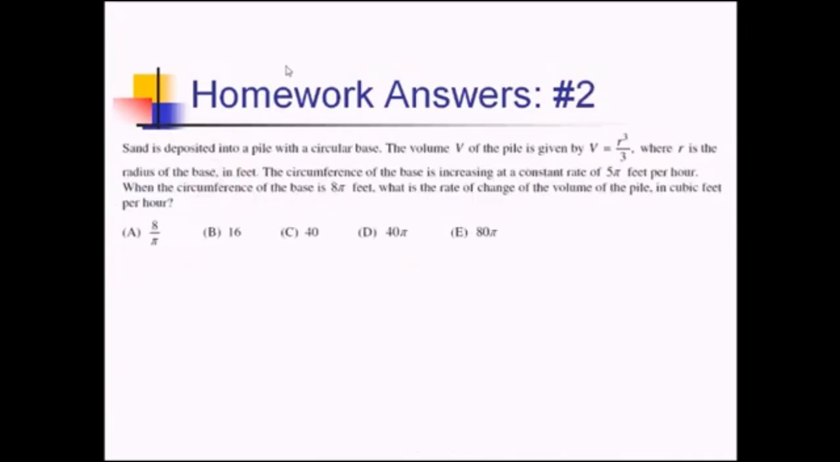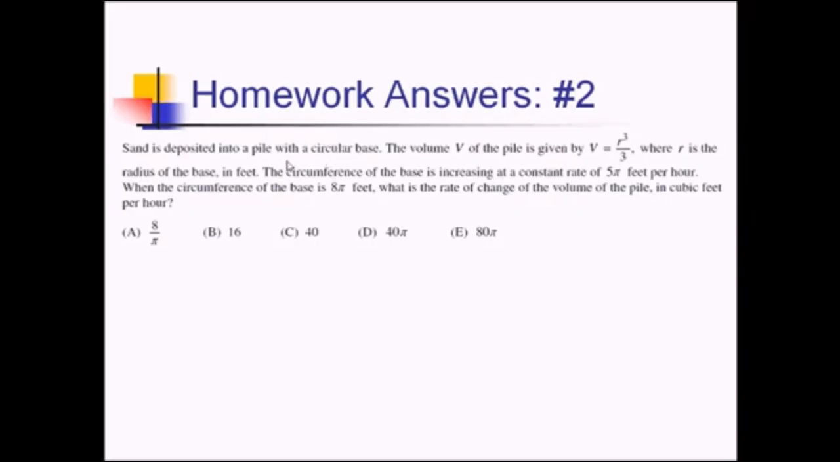On number 2, we've got sand being deposited into a pile with a circular base. The volume of the pile is given by this volume formula, r cubed over 3. And we want to know basically what is the rate of change of the volume of the pile. Now, they didn't give us information about the radius directly.